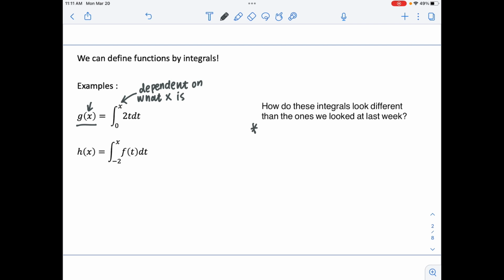The number one thing I see is that the bounds are different. The top bound is a variable. It's an x instead of a value. So if you look here, the bottom bound is still a 0. The bottom bound here is still a -2, but the top one is x.